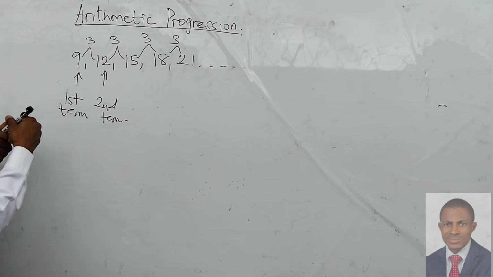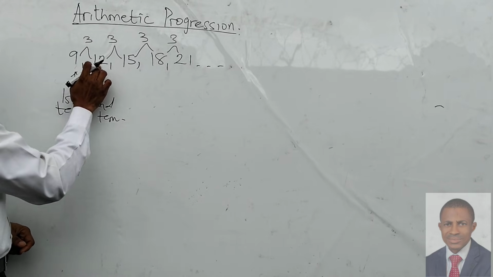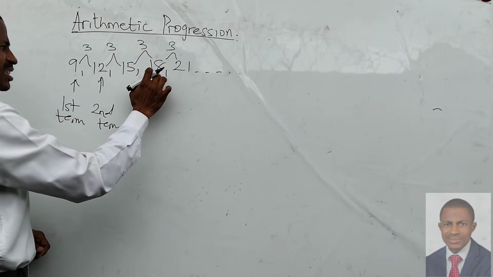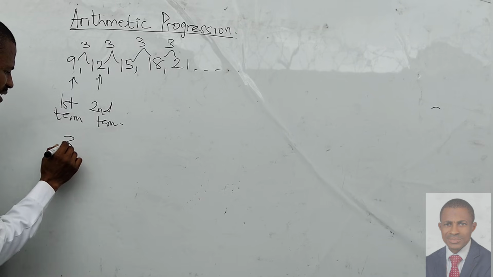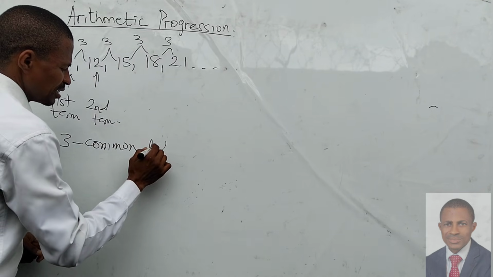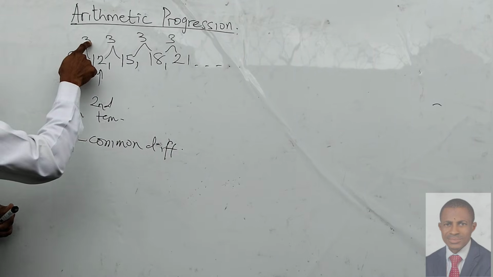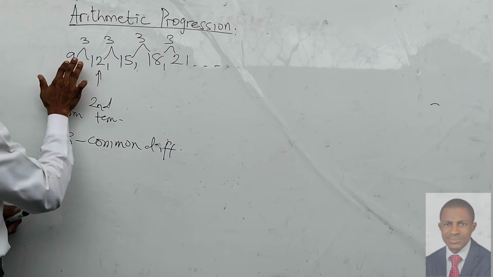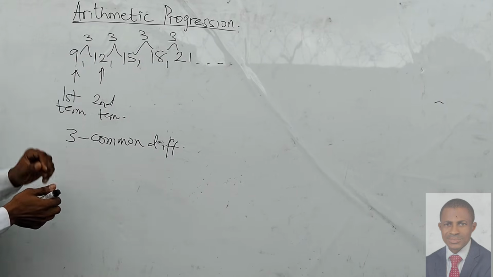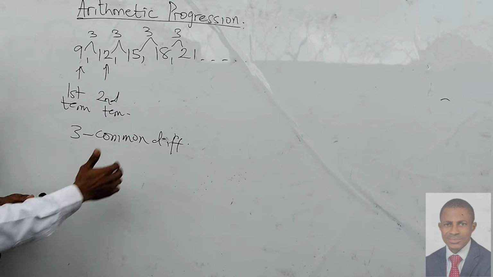Now, the difference between 9 and 12 is 3. The difference between 12 and 15 is 3. The difference between 15 and 18 is 3. The difference between 18 and 21 is 3. So 3 becomes our common difference. Why? Because this 3 is common. The difference between each term is common. 9 becomes the first term, 12 becomes the second term, 15 the third term, 18 becomes the fourth term, and so on.